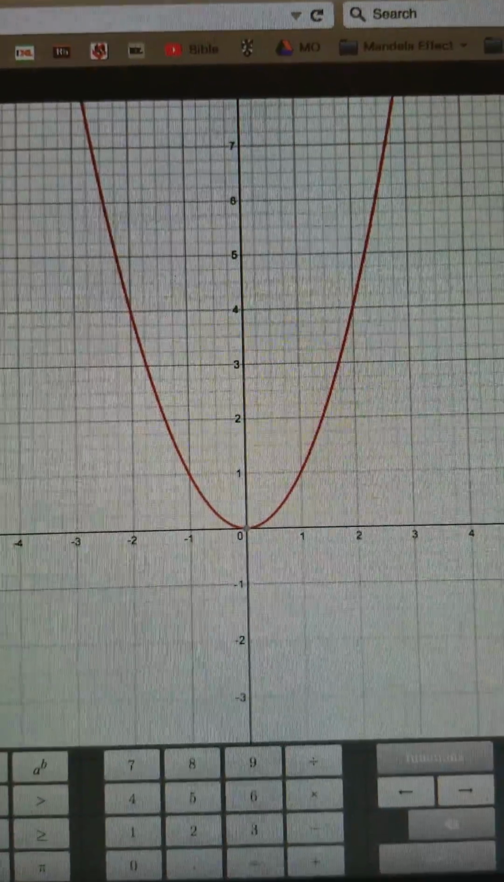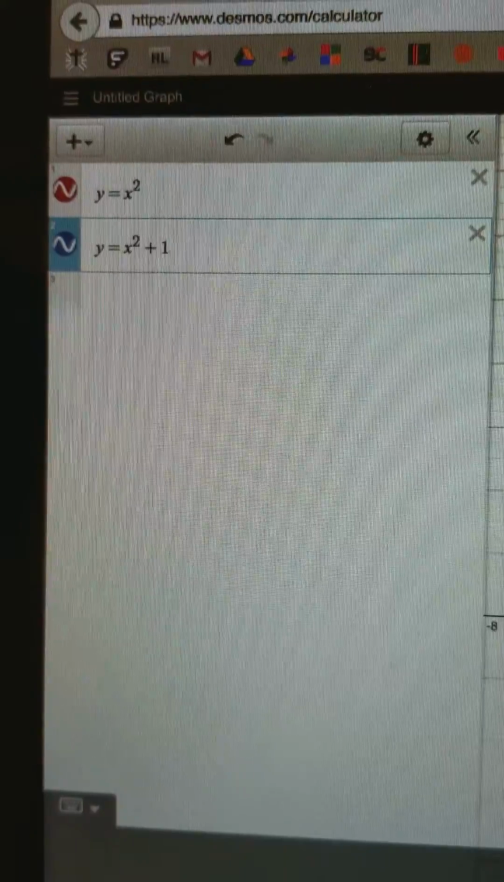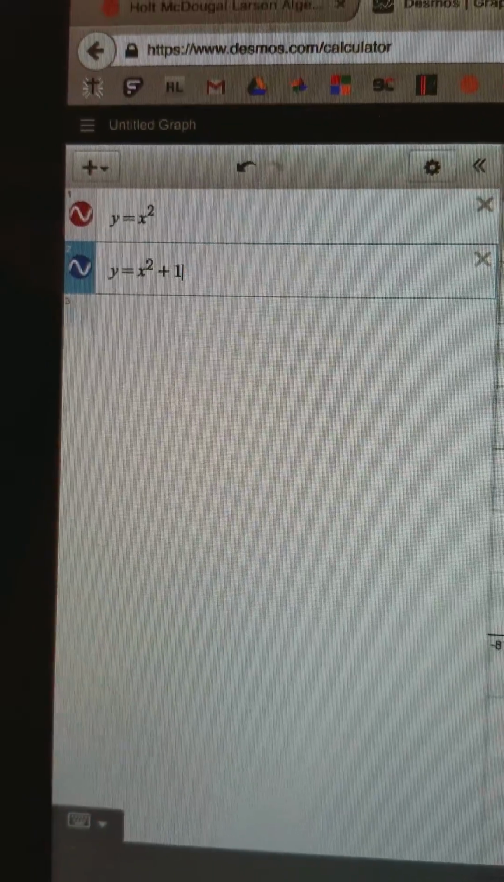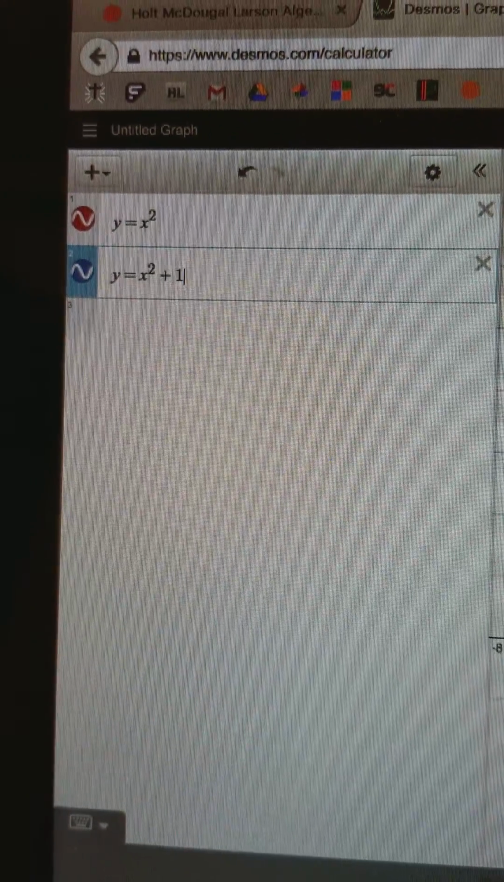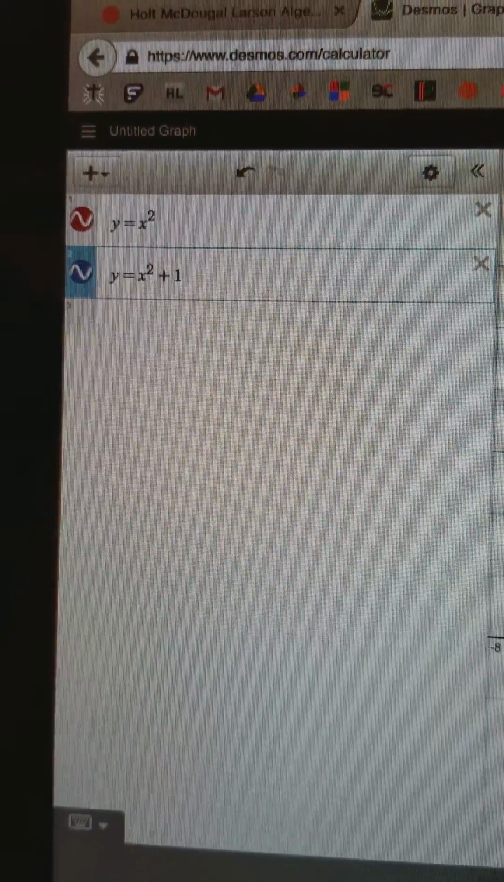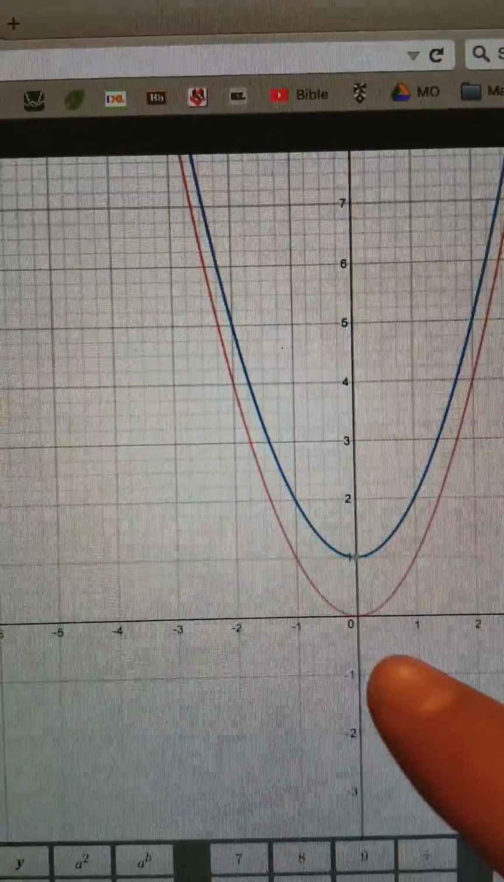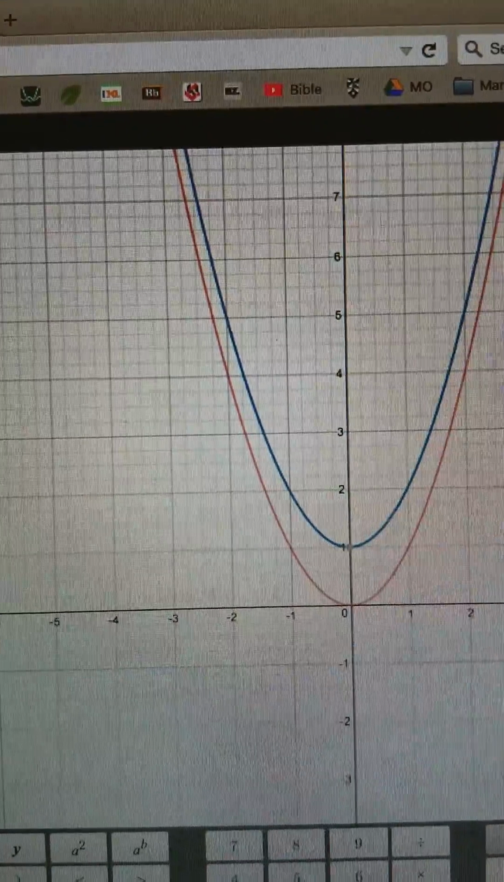It is finally time to bring out Desmos. I have graphed y equals x squared and y equals x squared plus 1. And we're going to compare those two graphs. So what's happened here? Every point has gone up 1.